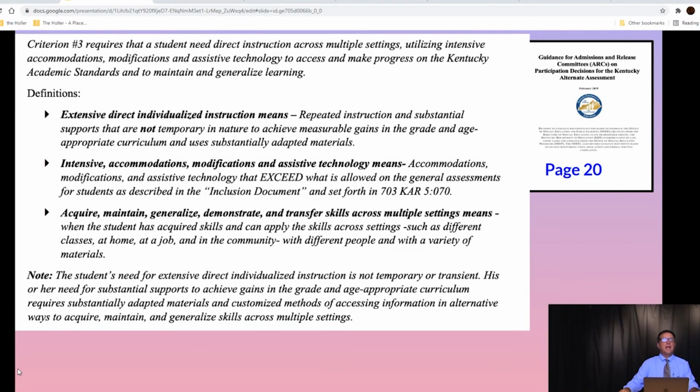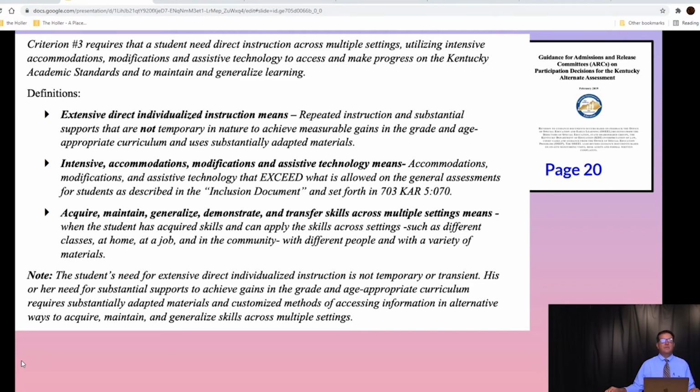Again, here's what it looks like in the guide. It tells you exactly what extensive direct is: this is repeated instruction and substantial supports that are not temporary in nature to achieve measurable gains in grade and age appropriate curriculum, and uses substantially adapted materials. So you have documentation of that, you have verification that that's occurring across settings, and you have to get that parent input in order to make sure that you get that well documented.